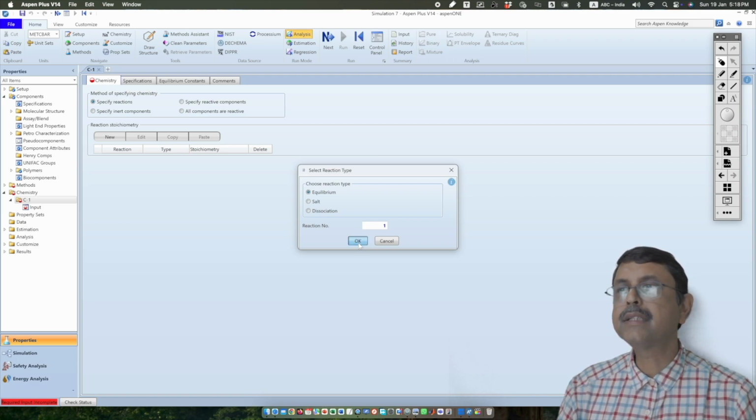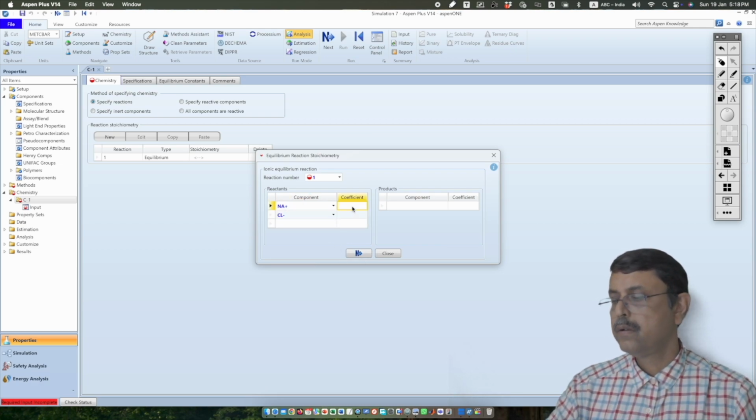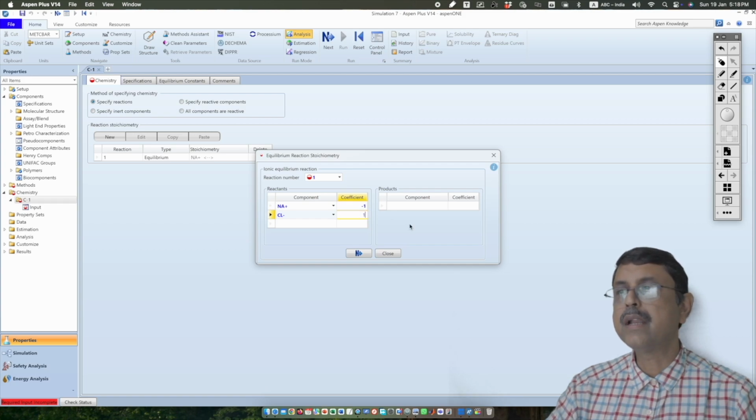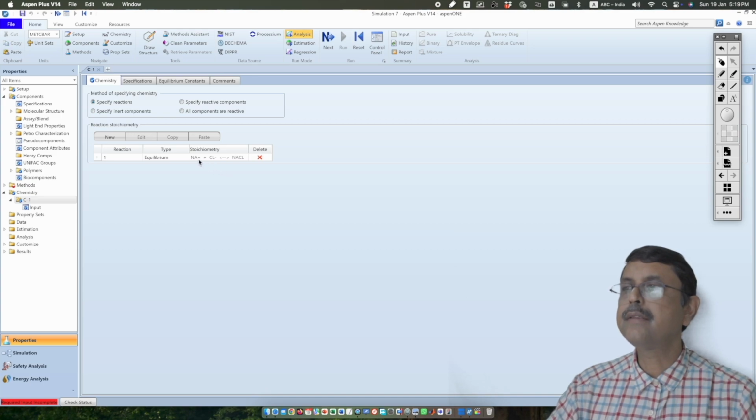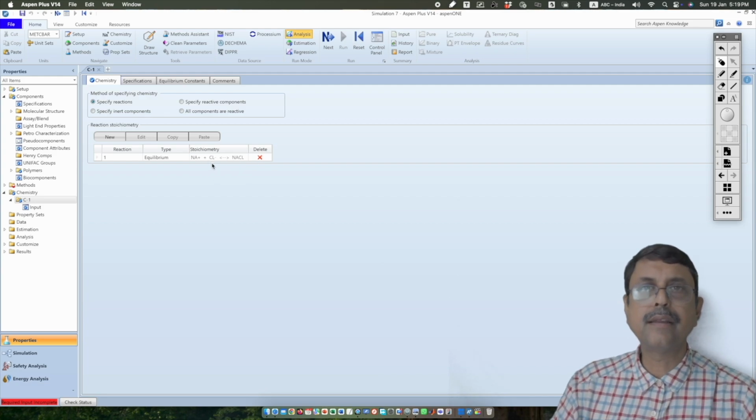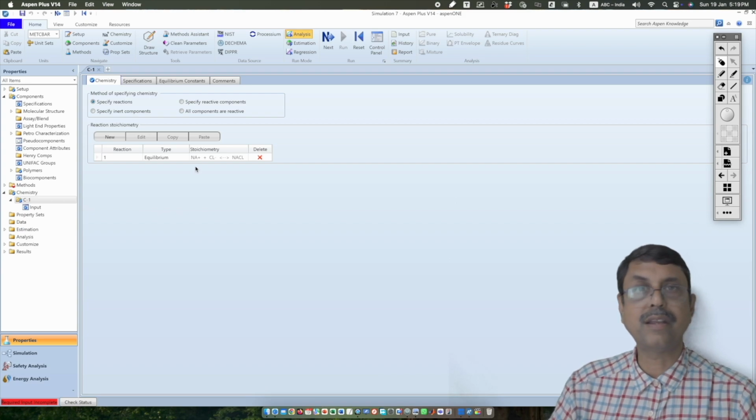In the equilibrium reaction, we have to choose the components, say Na+ and Cl-. One ion of Na+ and one ion of Cl- will produce one molecule of NaCl. So that is the equilibrium reaction stoichiometry that we have to choose. Here you can see the stoichiometry is Na+ plus Cl- equals NaCl. Actually, it is a dissociation reaction because NaCl is completely dissociated into Na+ and Cl-. It's not an equilibrium reaction.